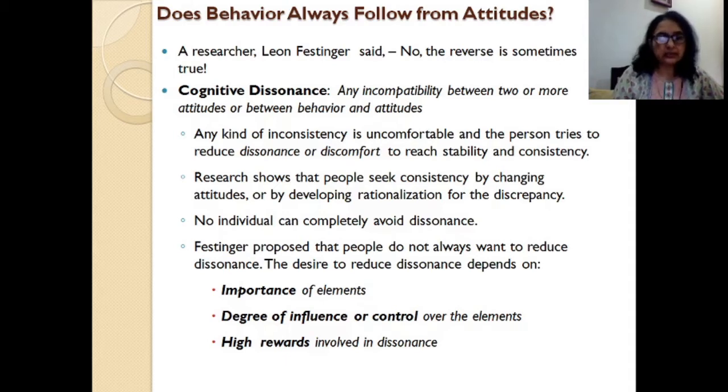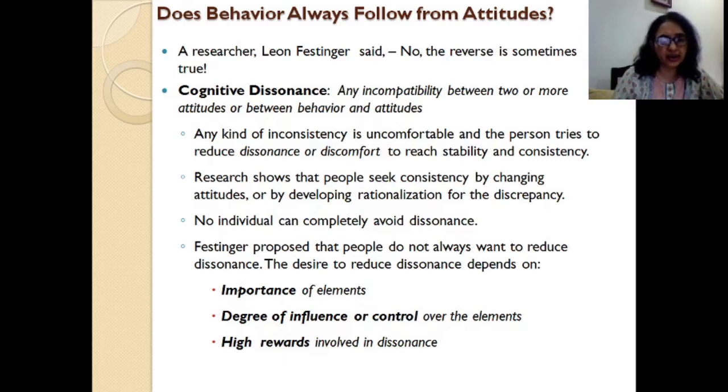So like this, the person is trying to bring down the dissonance. Then secondly is the degree of influence. So if the person has control over the decision, for example, as a manager, if you don't have to take the decision of laying off people and you just have to forward the list, then the tension may not be so much and you may not try to reduce the dissonance. So if you have all the control, or you can influence the decision, then the dissonance is more.